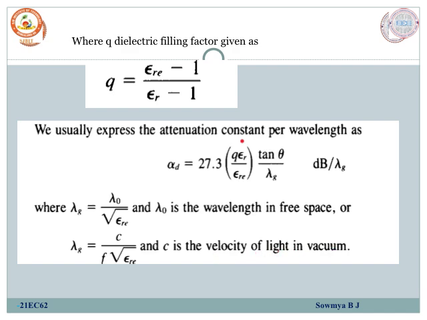So the attenuation constant per wavelength is given by alpha d is equal to 27.3 into q epsilon r divided by epsilon r e into tan theta by lambda g. The unit is dB per lambda g, where lambda g is lambda naught divided by square root of epsilon r e. Lambda naught is the wavelength in free space, or lambda g can also be written as c by f into 1 by square root of epsilon r e, where c is the velocity of the light in vacuum.